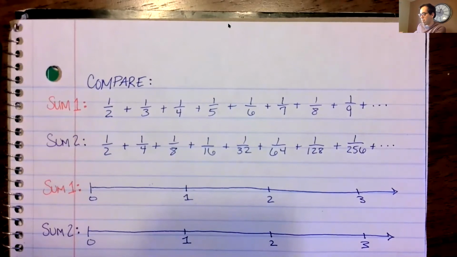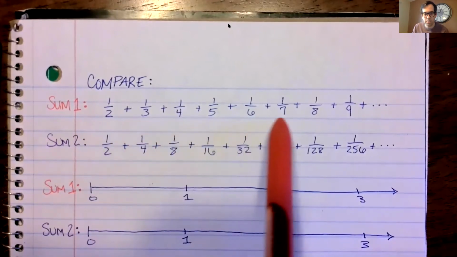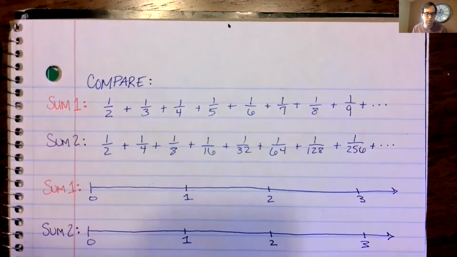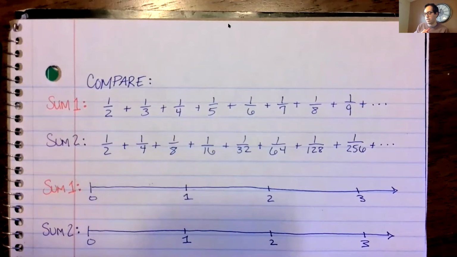So the first one is 1/2 plus 1/3 plus 1/4 plus 1/5 plus 1/6 plus 1/7. And hopefully you can see that the pattern here is that the denominator is increasing by 1 every time. And then we have sum 2: 1/2 plus 1/4 plus 1/8 plus 1/16 plus 1/32, etc. And you can see, hopefully, that the pattern this time is that the denominator is doubling every time.